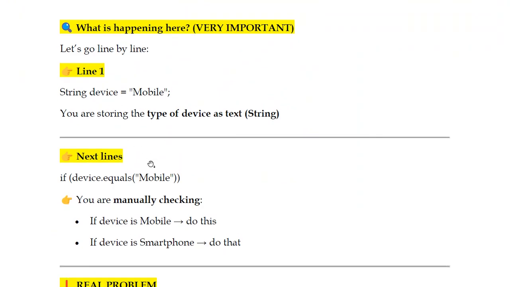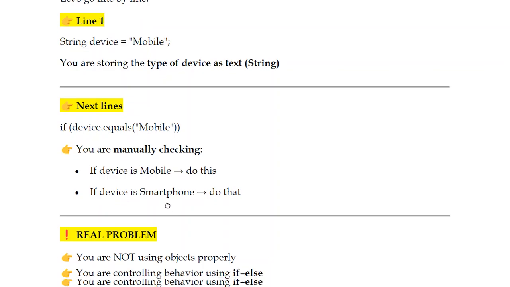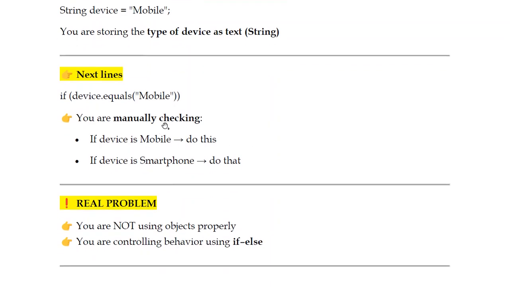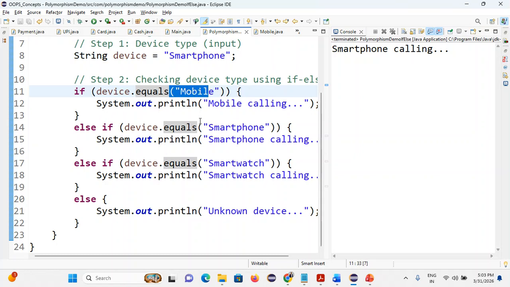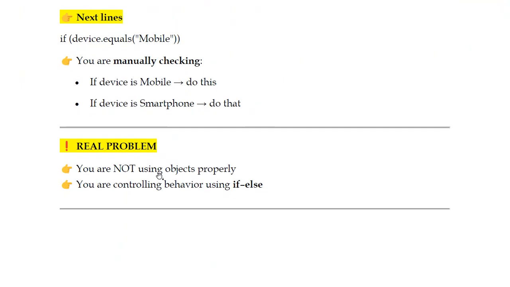So line by line we already discussed. I can skip this. So you are manually checking. We already mentioned clearly, you are manually checking one by one whether it is equivalent to smartphone or a smartwatch. One by one you are checking. It's not the right one.